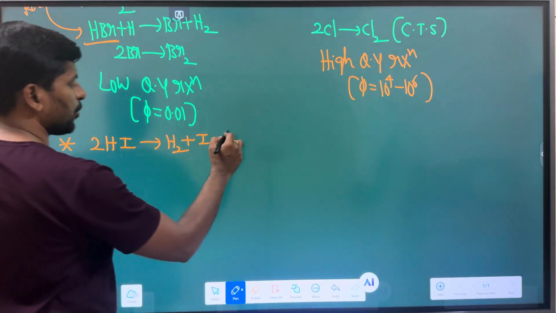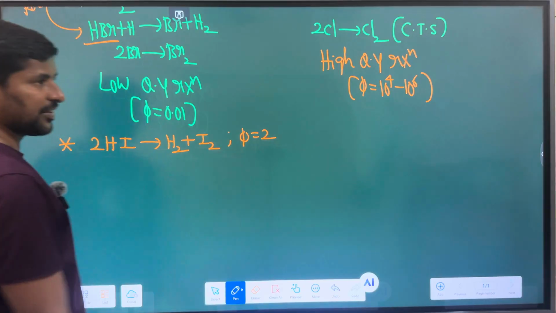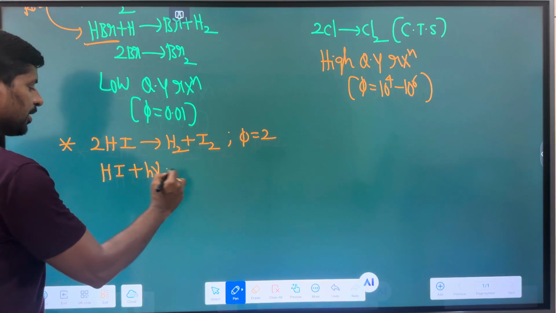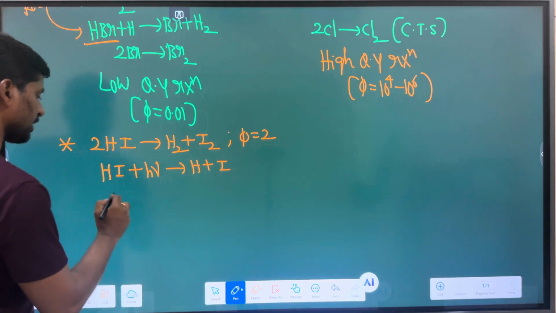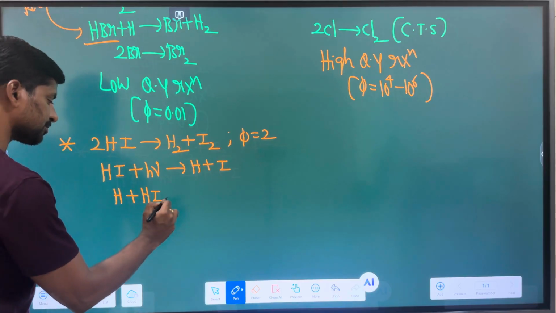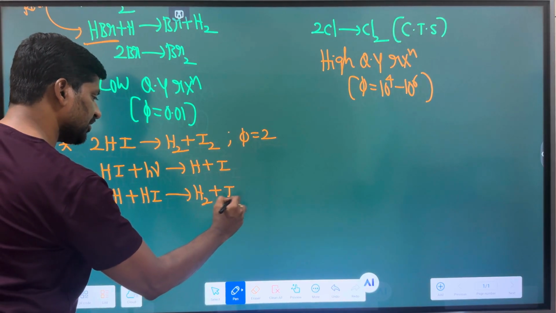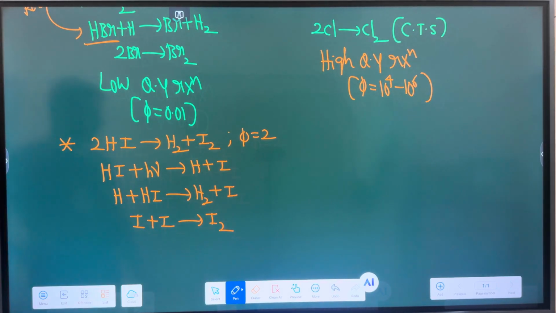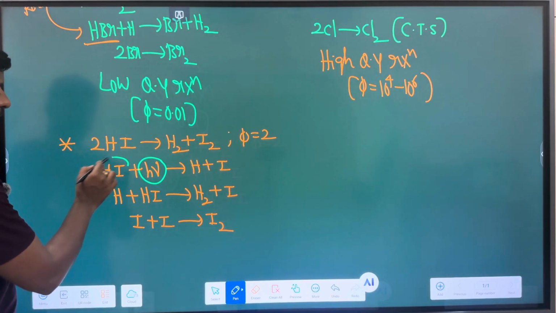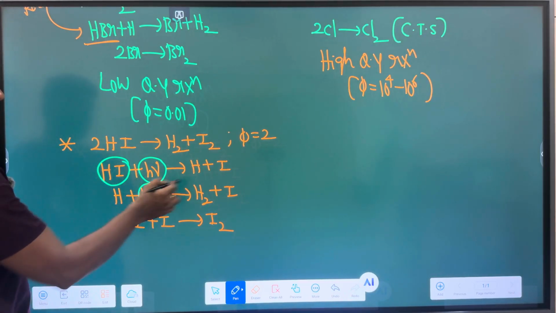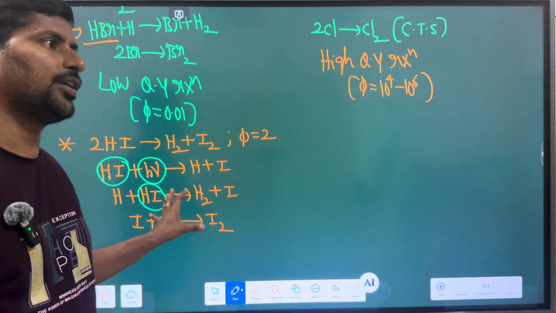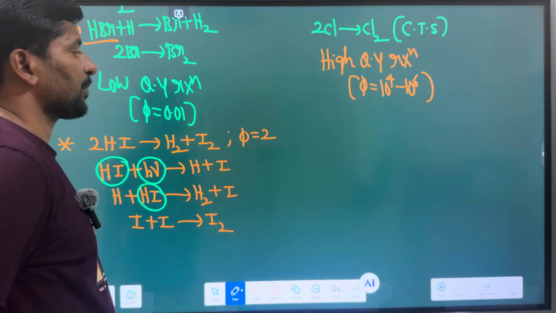Okay, and if you see the decomposition of hydrogen iodide, this question was given previously in the AP SET exam. What about its quantum yield? We get a simple integer. This is the mechanism: HI plus h nu gives H plus I, H plus HI gives H2 plus I, so I and I combine to give I2. This is the simple mechanism we have. By the absorption of one photon, two hydrogen iodide molecules participate in the reaction, that's why its quantum yield is 2 only. Only one photon is absorbed but two hydrogen iodide molecules participate in the reaction, so its quantum yield is 2.